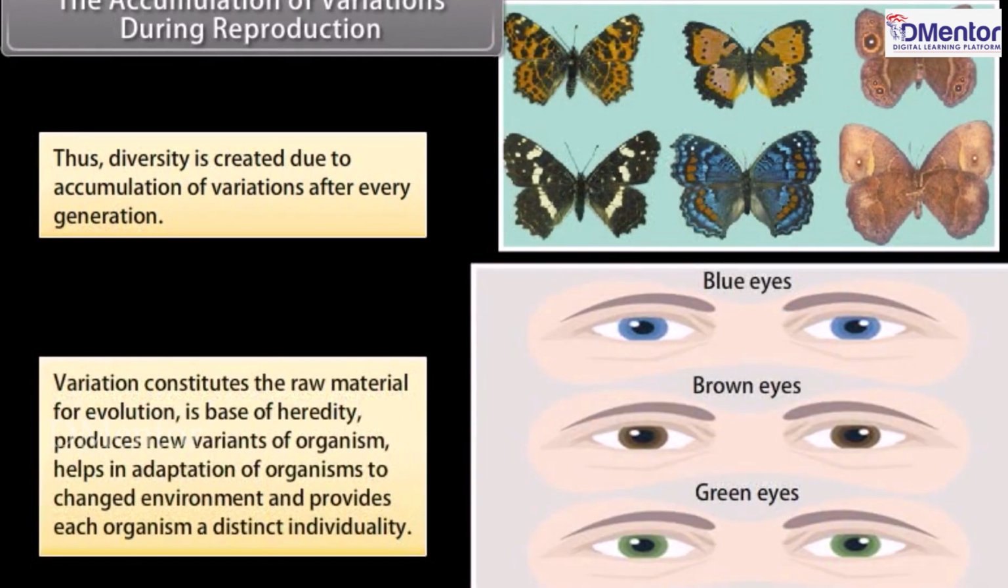Variation constitutes the raw material for evolution, is base of heredity, produces new variants of organism, helps in adaptation of organisms to changed environment, and provides each organism a distinct individuality.